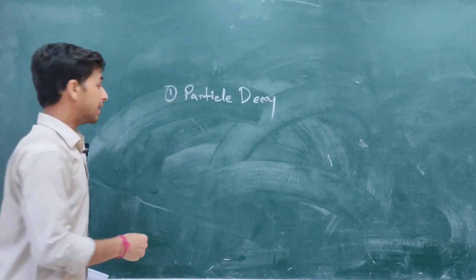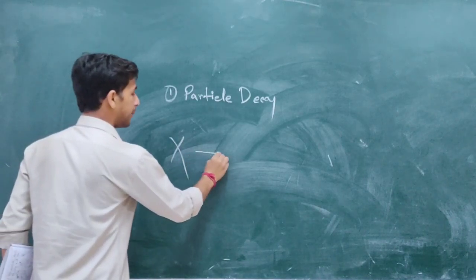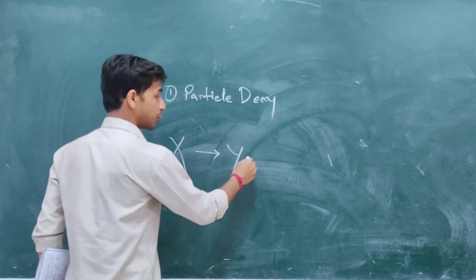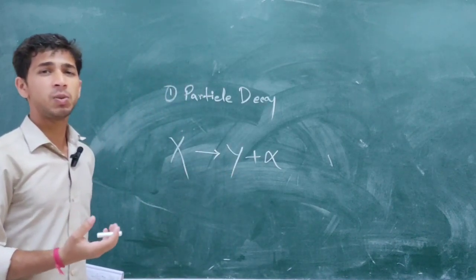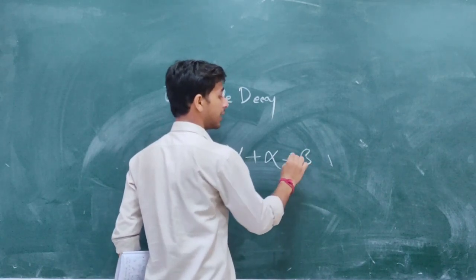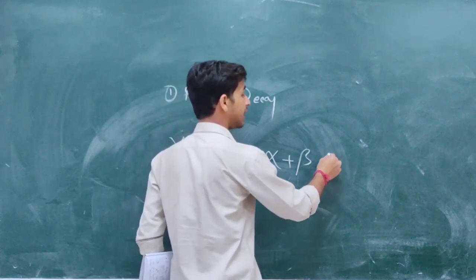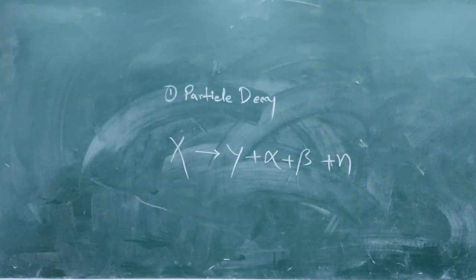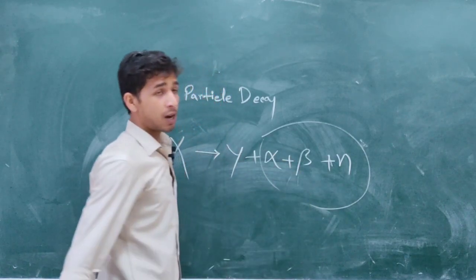In this kind of decay, a radioactive nucleus or an unstable nucleus emits particles to become stable. So the particles could be an alpha particle. Alpha means the nucleus of a helium atom, or the particle could be a beta particle, generally an electron or positron, or the particle can be a neutron. So this is an example of particle decay where the emitted particles are alpha, beta or neutron.